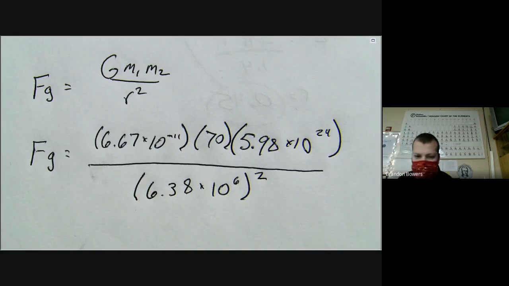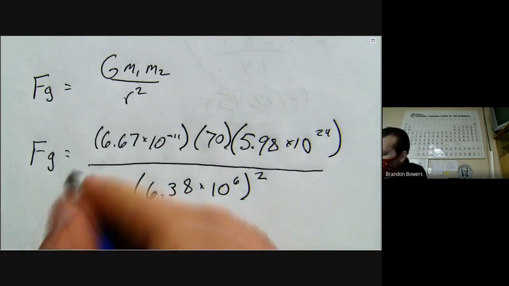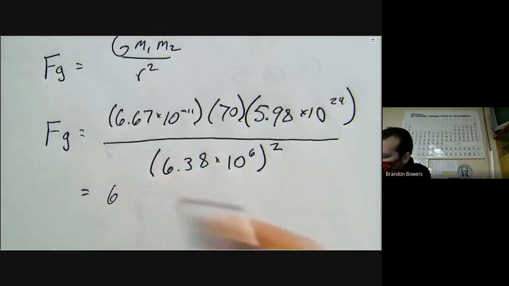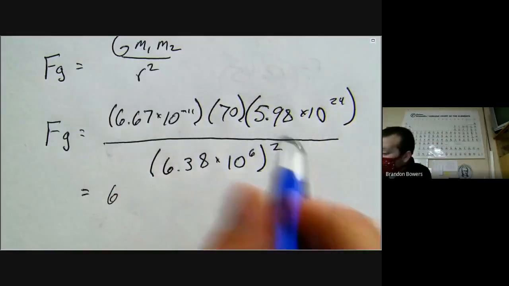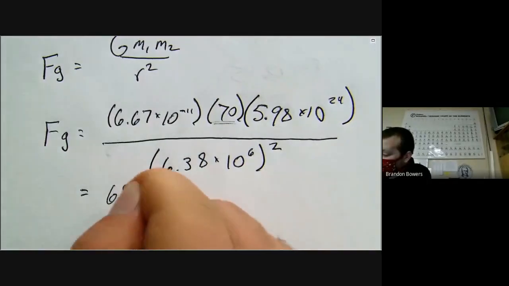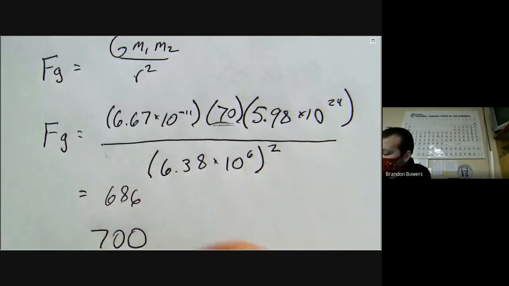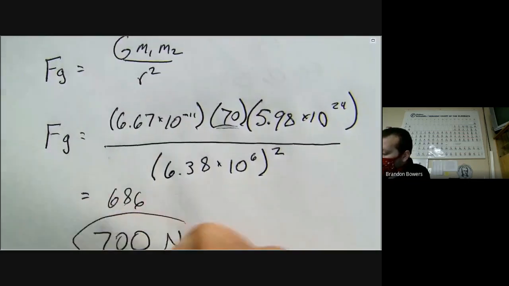Okay, so what I got was 686. However, one sig fig would be 700.